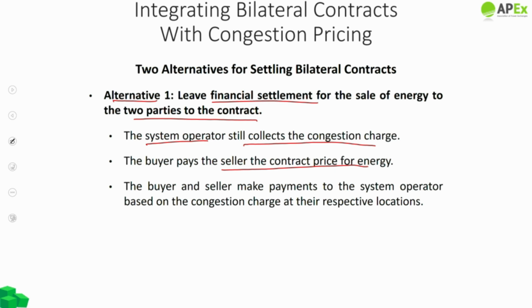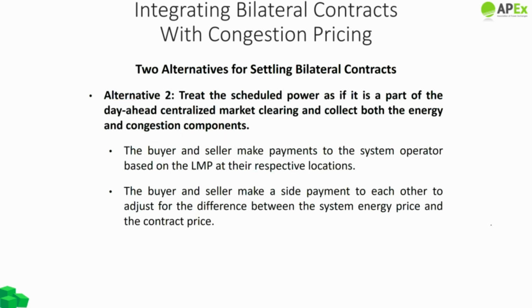Both the buyer and the seller independently make payments to the system operator. These payments are contingent on the congestion charge at their respective locations within the electricity grid. This alternative places financial settlement responsibility on the involved parties, emphasizing direct transactions between buyers and sellers. However, the continued involvement of the system operator in collecting congestion charges ensures a centralized approach to managing congestion related financial aspects within the electricity grid.